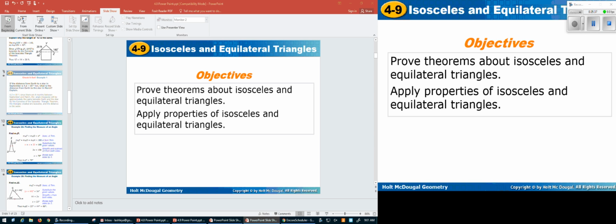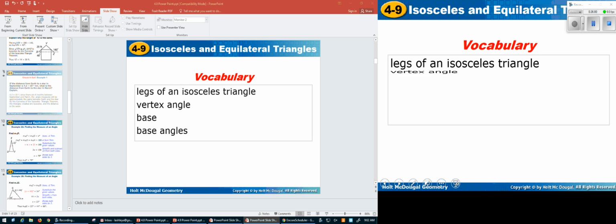Thank you. Okay, so this section is going to focus on two specific kinds of triangles, an isosceles triangle and an equilateral triangle. What do we know about isosceles triangles? Okay, they have at least two congruent sides. What do we know about equilateral triangles? All the sides are equal. Okay, so we're going to look at two theorems that apply to those two kinds of triangles, and then we're going to solve some problems.